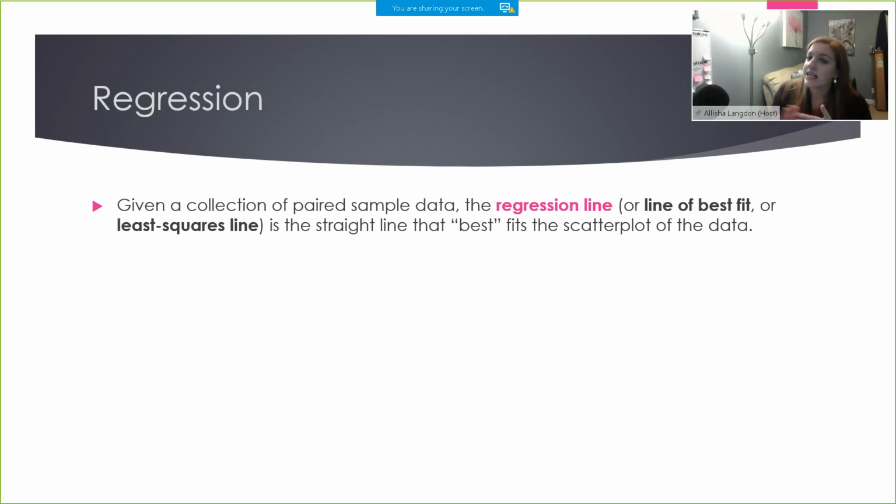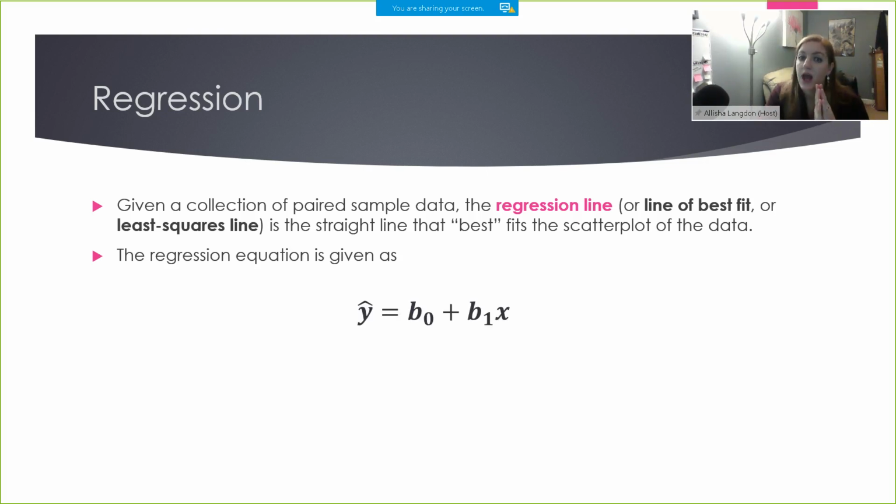The regression line can also be called the line of best fit or the least squares line. It's basically the line that best fits the data. That's how we come up with it. The regression equation is given by y hat, that little y with what looks like a little party hat, equals b naught plus b1 times x.